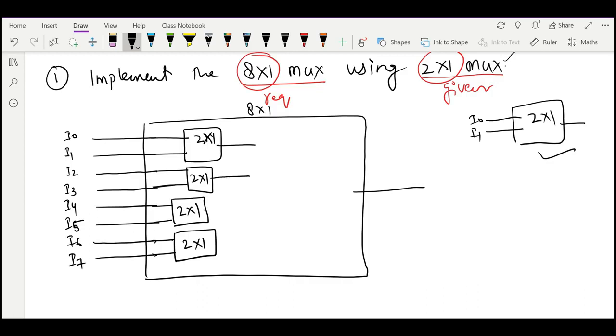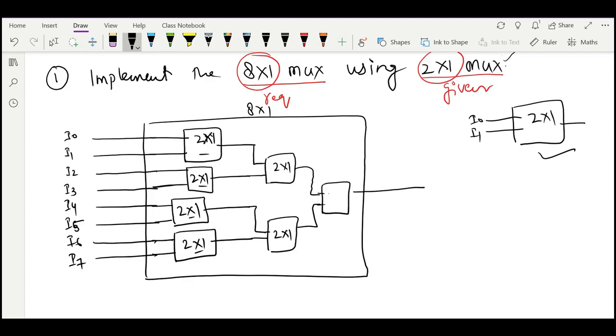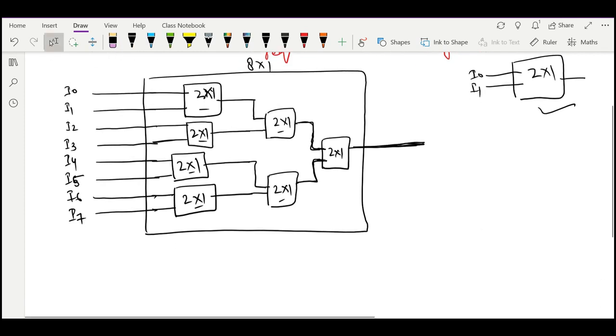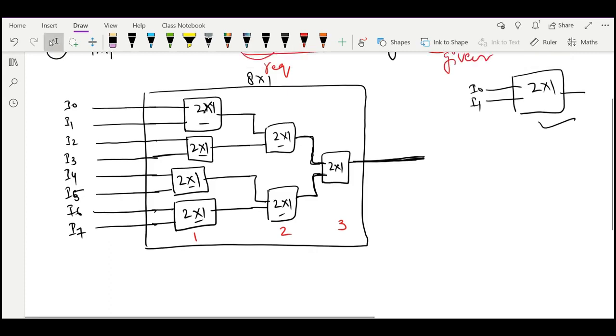All these multiplexers will have one output each, and then these outputs can be clubbed into another 2 into 1 multiplexer, whose inputs are the outputs of this multiplexer and this multiplexer. Similarly, we give the outputs of the other two multiplexers to another multiplexer, and the outputs of those go to a final multiplexer, which has the final output. Now you can see that we have levels 1, 2 and 3. So we have 3 levels in which we have added 2 into 1 multiplexers in order to implement one whole 8 into 1 multiplexer.